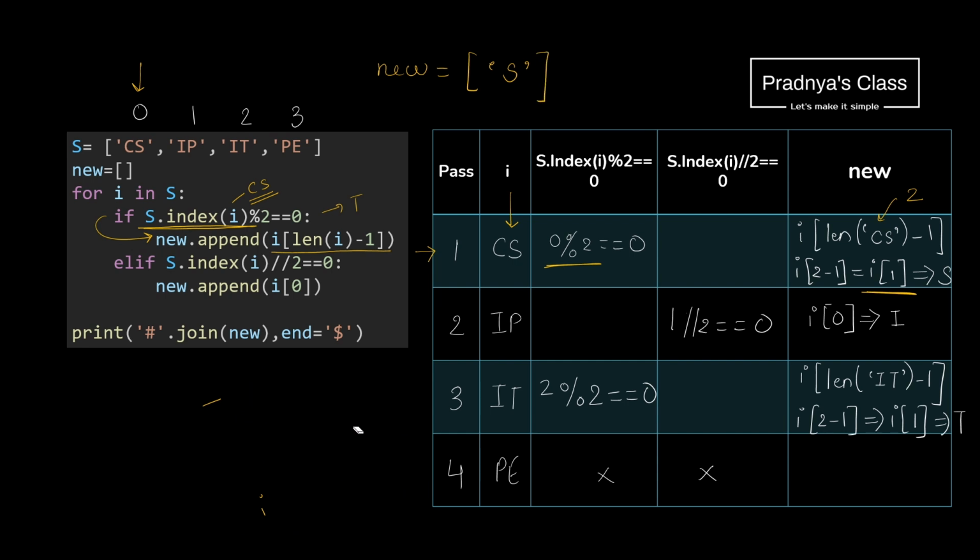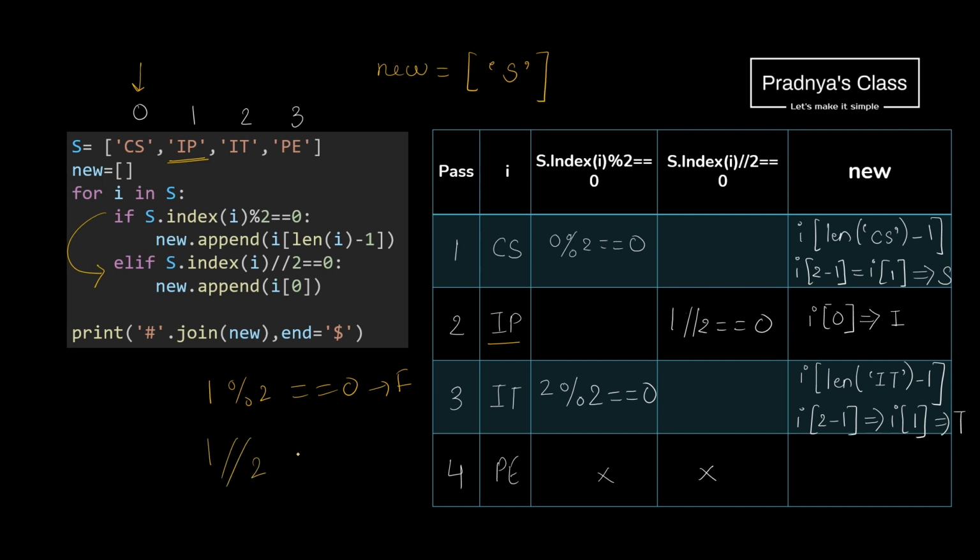Now let's move ahead to the second pass. The value of I will update to the second element of the list. It is nothing but IP. Look at the index of this element IP. It is 1. If we do modulus 2, it is not equal to 0. So this condition will evaluate to false. That's why we will come to the elif part. In the elif part, we need to take floor division with 2. Floor division gives the quotient. So if we divide 1 with 2, we will get the answer as 0. So this is equal to 0. It means the second condition evaluates to true.